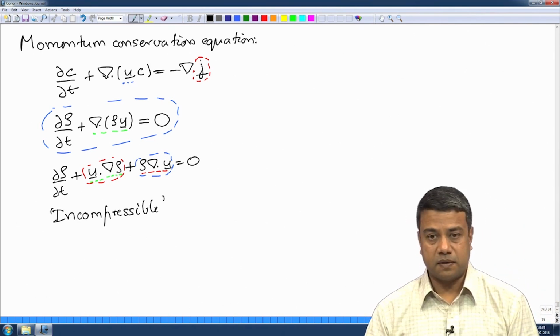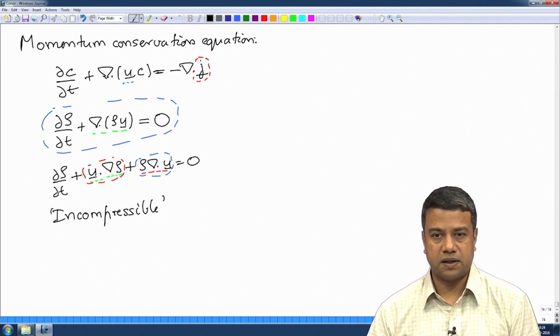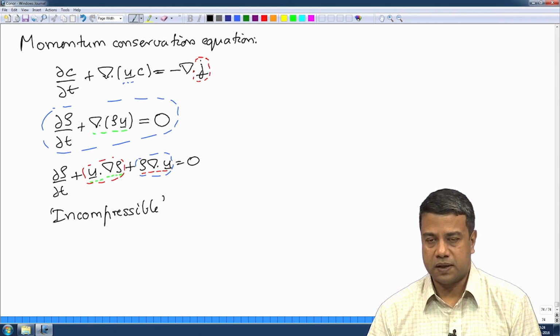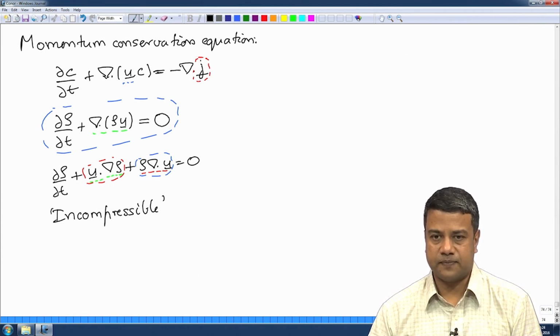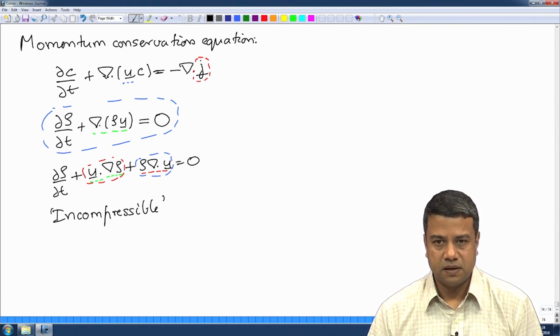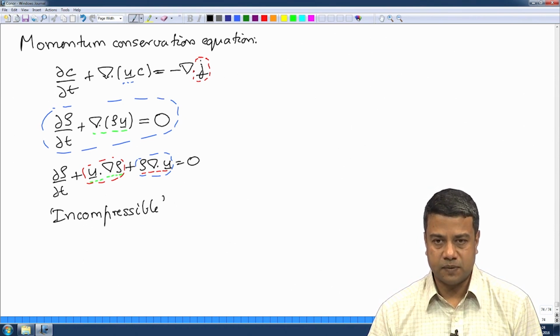Incompressible essentially means that the density does not change either with time or with position. The density is a constant. The assumption of incompressibility is valid when the velocities in the flow are much smaller than the speed of sound, or when the Mach number is small, because density waves are transmitted at the speed of sound. These are what are called pressure waves, which are transmitted at the speed of sound. Whenever the velocity is much smaller than the speed of sound, you can consider the system to be incompressible, that is, the density is a constant.